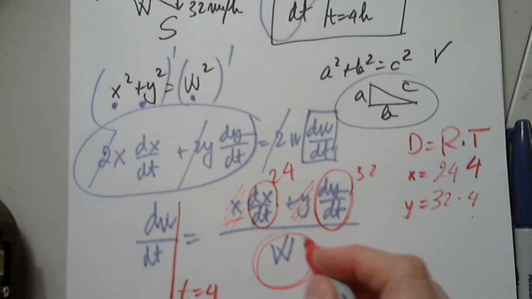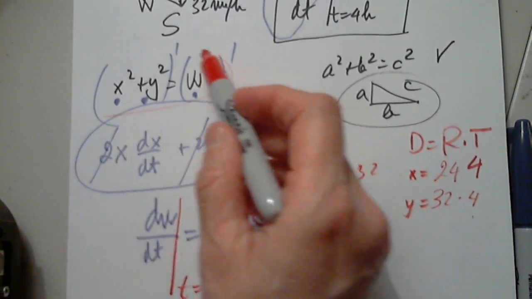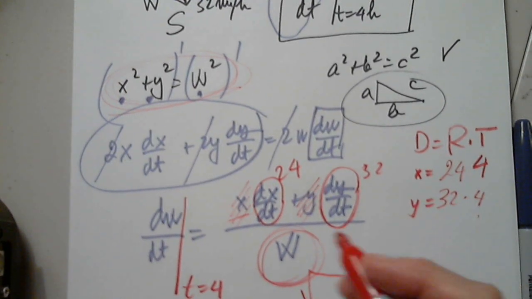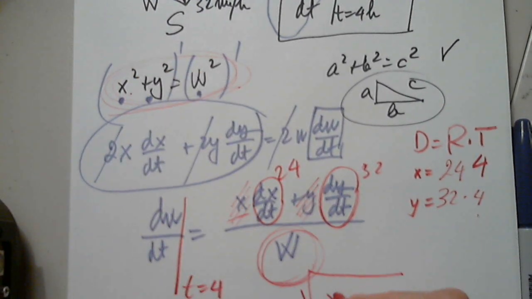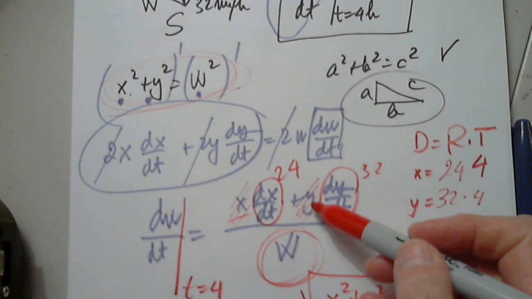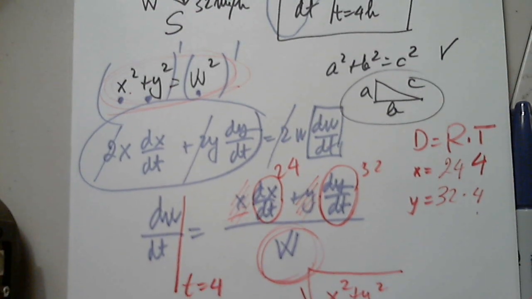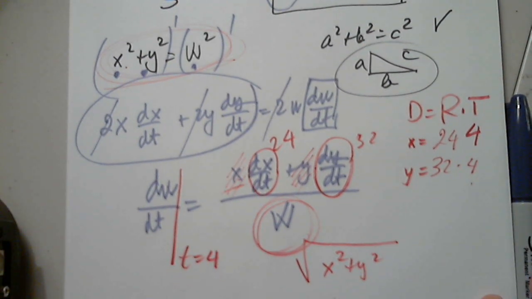Now, what do we do with this? No problem. I have it here. So w is the square root of x squared plus y squared. And I will have these when I multiply these two. Is that clear? Any questions before we finish it up?